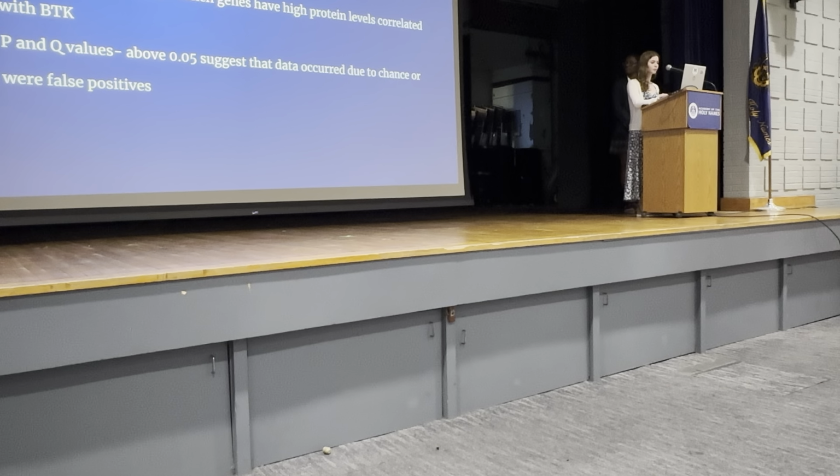P and Q values were given to determine if the results were statistically significant. P values above 0.05 suggest that the observed data occurred due to chance. Similarly, if the Q values are greater than 0.05, the results were false positives.